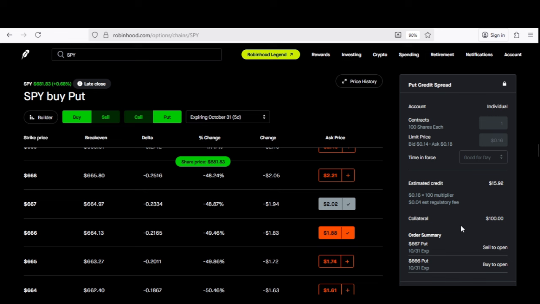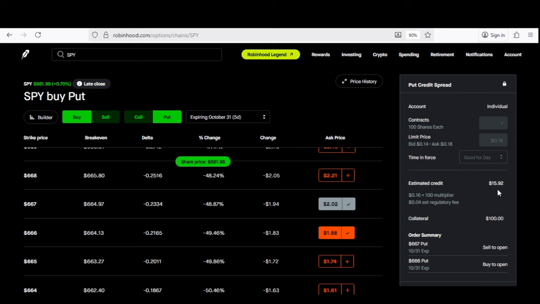Now, like I mentioned, this option strategy is an income generating option strategy. So once you decide to implement this option strategy, you're going to be paid. The amount you're going to be paid is going to be $15.92. Let's round it up to $16. Now, that money is going to be yours to keep no matter how this trade goes.